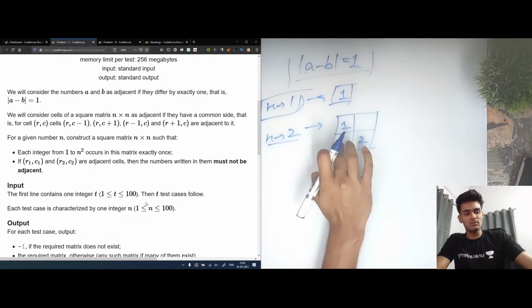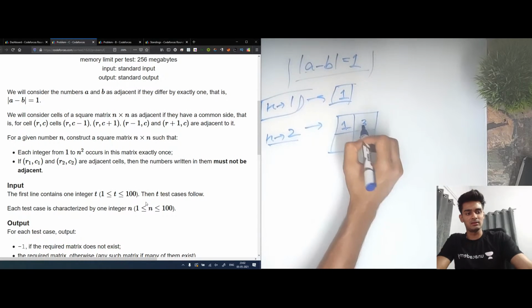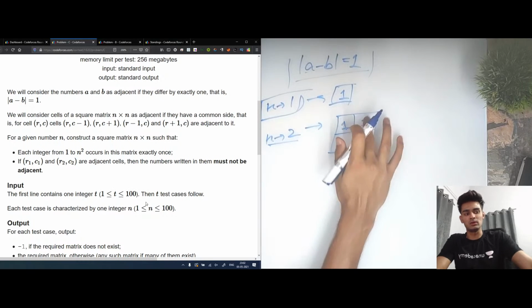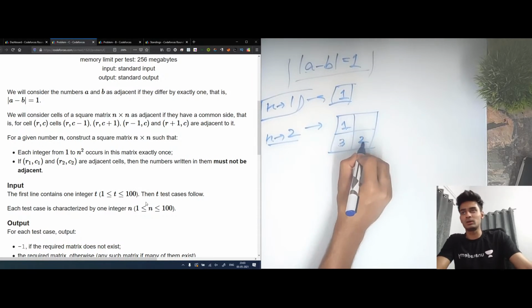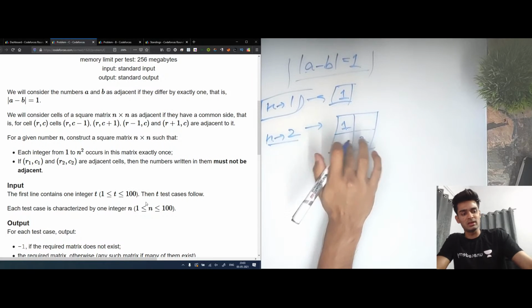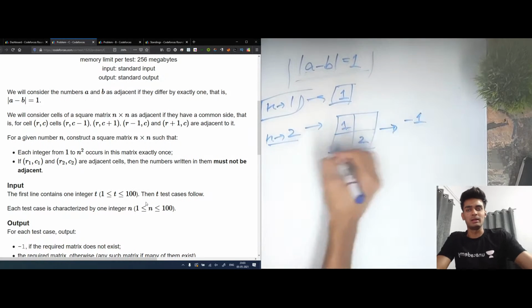Okay, now let's come on to 3. Now we only have 2 options left. If we put 3 here, this 3 will become adjacent to this 2, therefore we cannot do that. And if we even try to put 3 here, this 3 will become adjacent to this 2 again. So with this, we can see that the answer for this test case will be -1, as there is no way to place the values.